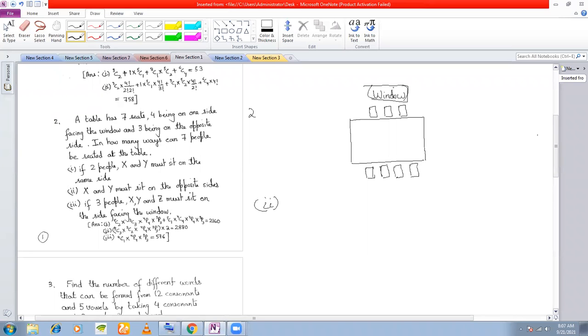Now in the second part, you have a question where X and Y must sit on opposite sides. So X and Y can sit on opposite sides in what ways? Case number 1. When X and Y are sitting on opposite sides, the logic will exactly be the same.